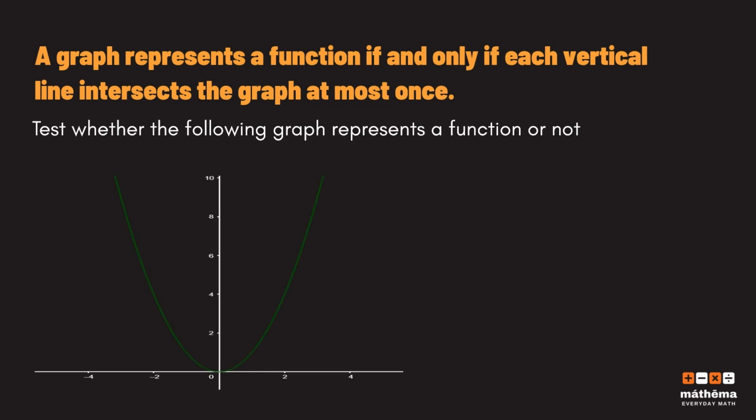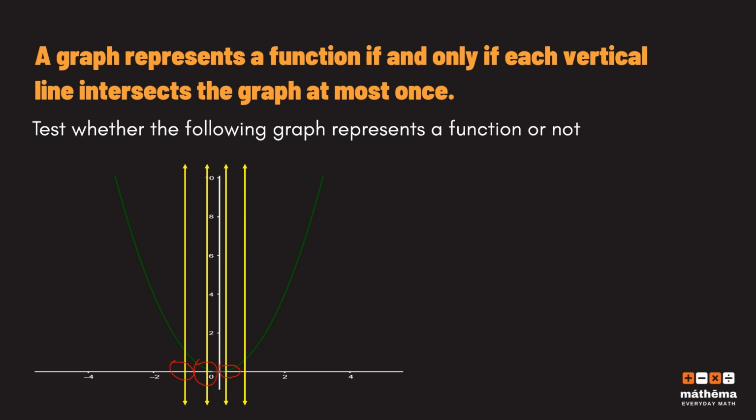So for example, this is our graph, the one in green. If you drop vertical lines on the graph, for example this vertical line, how many intersections do we have? We only have one intersection. Next, how many intersections do we have? Only one. Next, the same, one intersection. And then again, one intersection. Therefore, this particular graph represents a function.